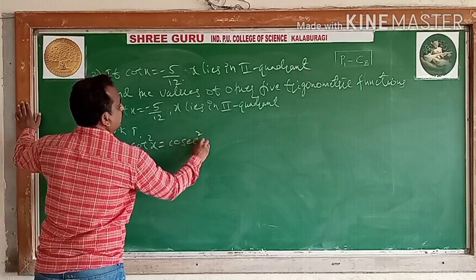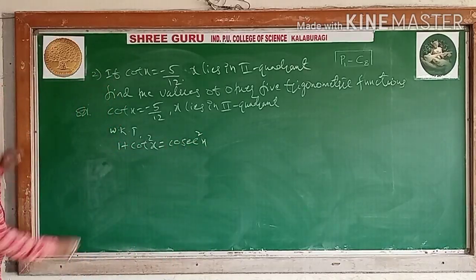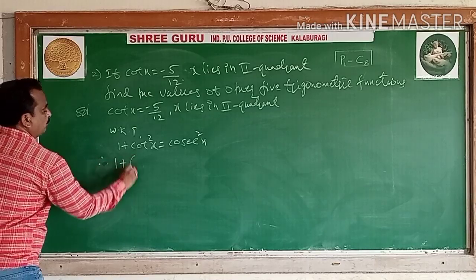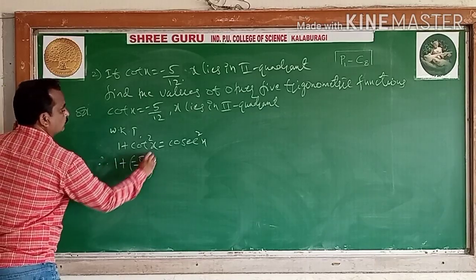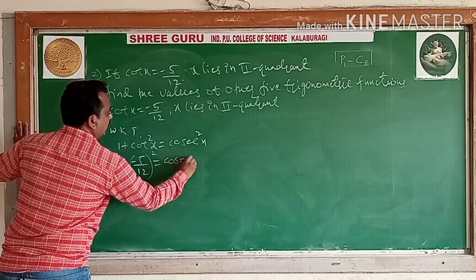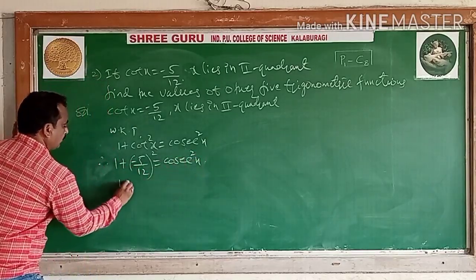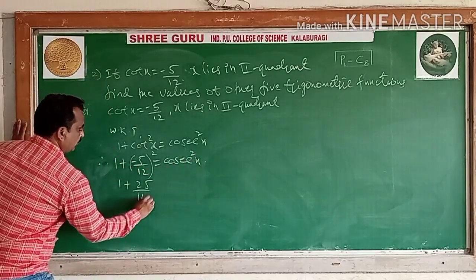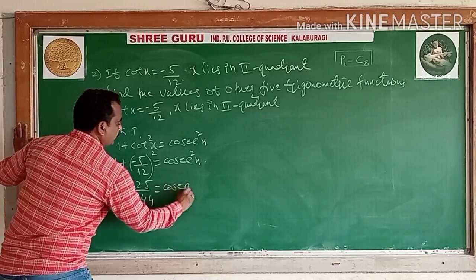Cosecant square of x. You will get the cosecant x here. So therefore, substitute this value: 1 plus (minus 5 by 12) whole square is equal to cosecant square of x. You may calculate here: 1 plus 25 by 144 is equal to cosecant square of x.